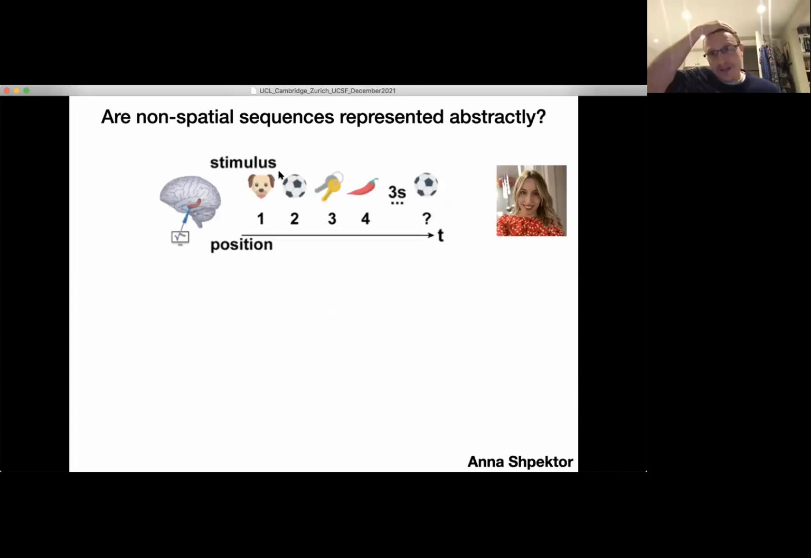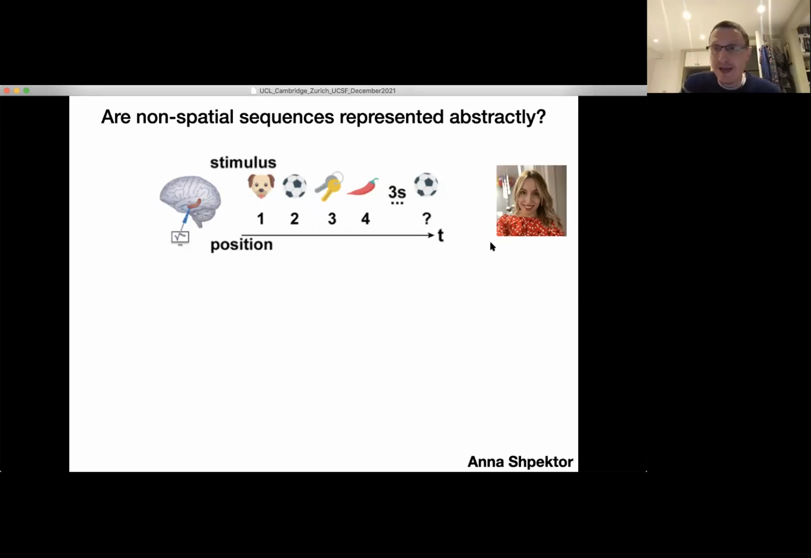Okay, cool. So are non-spatial sequences represented abstractly? This is a study by Anna Spector, who has some single unit electrophysiology data from humans during epilepsy surgery. They are remembering a sequence of four items: dog, football, keys, chili pepper. Then 3 seconds later, they are asked, where was the football? In this case, it was second.